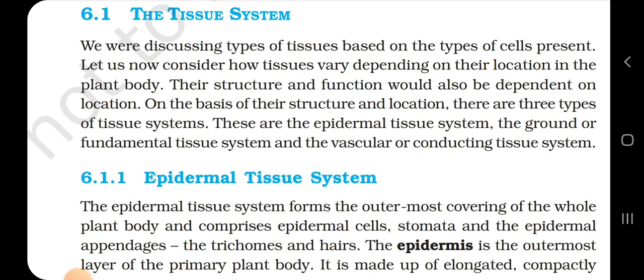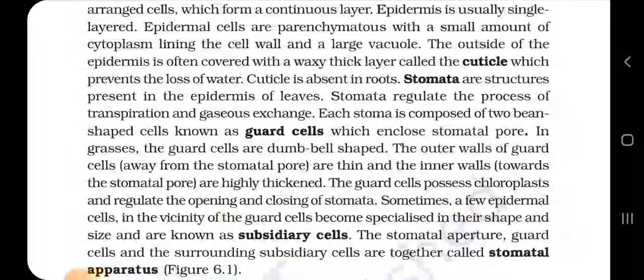6.1.1 Epidermal tissue system. The epidermal tissue system forms the outermost covering of the whole plant body and comprises epidermal cells, stomata, and the epidermal appendages, the trichomes and the hairs. The epidermis is the outermost layer of the primary plant body. It is made up of elongated, compactly arranged cells which form a continuous layer. Epidermis is usually single layered. Epidermal cells are parenchymatous with a small amount of cytoplasm lining the cell wall and a large vacuole. The outside of the epidermis is often covered with a waxy thick layer called the cuticle, which prevents the loss of water. Cuticle is absent in roots.